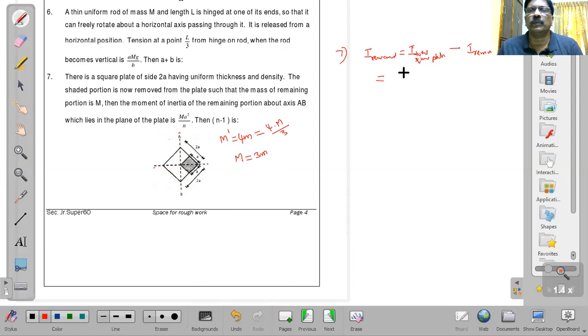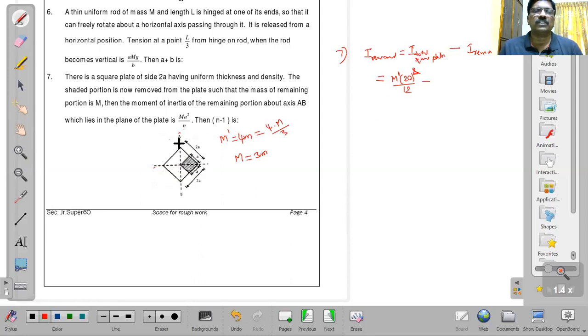That's why the total moment of inertia is equal to the mass of the entire square plate into l square by 12. L means side, and the side is 2a, so 2a whole square. Sorry, ml square by 12, about the diagonal. This is the total moment of inertia of the square plate when no mass is removed, minus the moment of inertia of the removed part about the same axis.